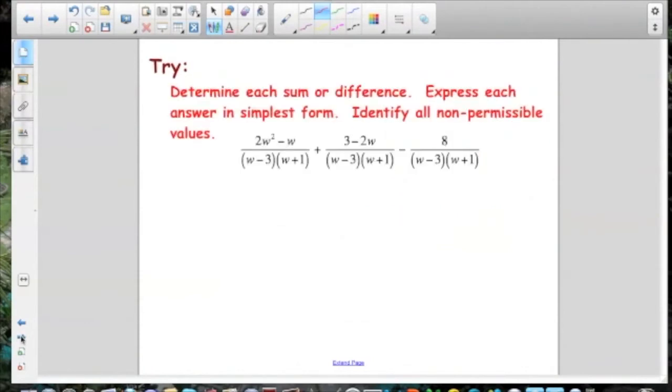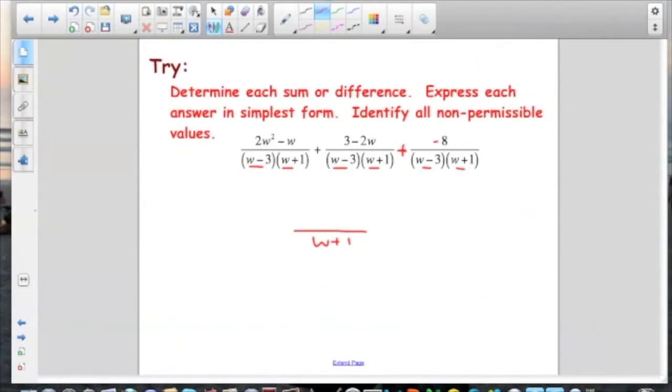Okay, now we're going to look at one that has some addition and subtraction all in the same question. All right, I see a minus sign there, so a subtraction sign, so I change that to a plus and change that to a negative. Now I look for a common denominator. Well, I have a common denominator. There's the w minus 3 there, and there's the w plus 1. So I have that common denominator.